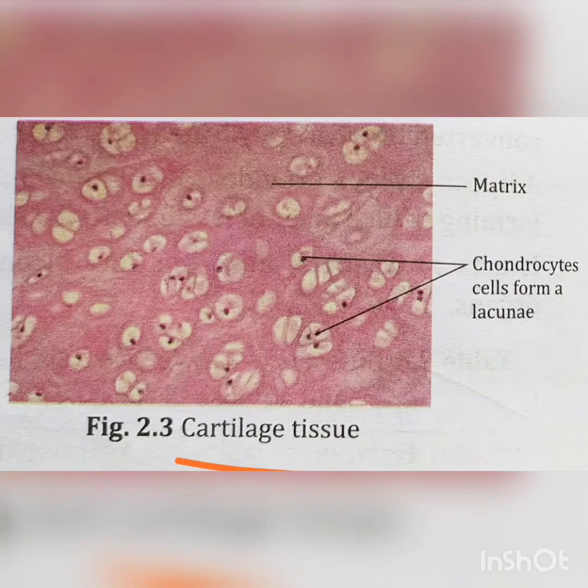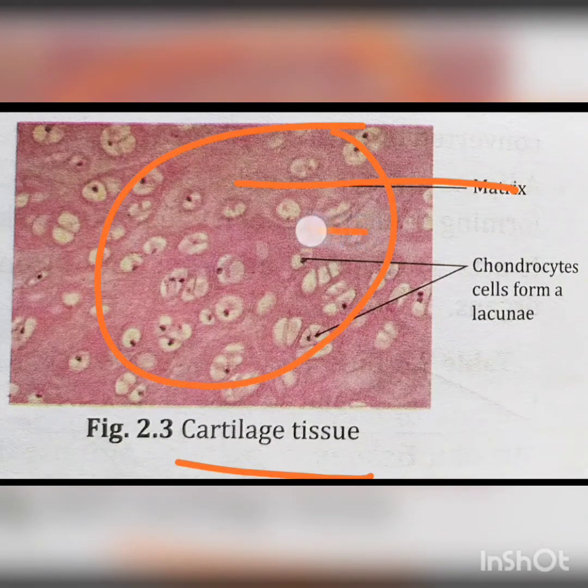Now the structure of the cartilage tissue. Cartilage tissue is non-porous, translucent, soft elastic tissue without blood vessels and nerves. It consists of a thick ground substance called matrix. It consists of chondrocyte cells arranged in groups of 2, 4 or 8 cells and forming lacunae. The chondrocytes are responsible for the growth of the cartilage. The function of cartilage tissue is to protect and support the body organs from shock.